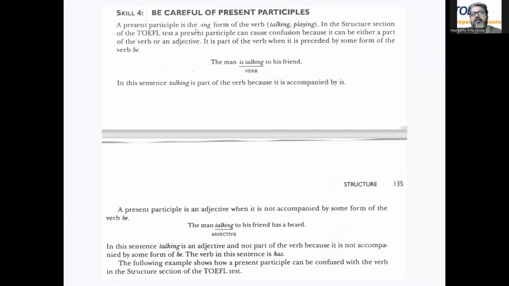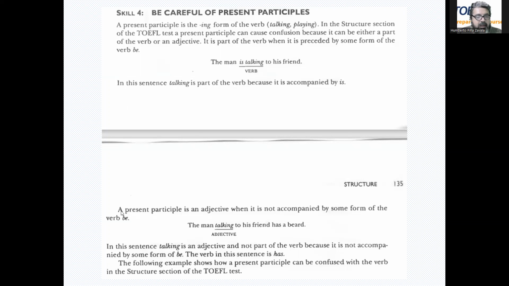Remember, the present participle is the ing form of the verb, talking, playing. In the structure section of the Toefl test, a present participle can cause confusion because it can be either part of a verb or it can work as an adjective. It is part of a verb when it's preceded by some form of the verb be, in a continuous kind of way. Like the man is talking to his friend. In this sentence, talking is part of the verb because it's accompanied by is. The subject, the man, the verb is talking to his friend. It's happening right now as we speak.